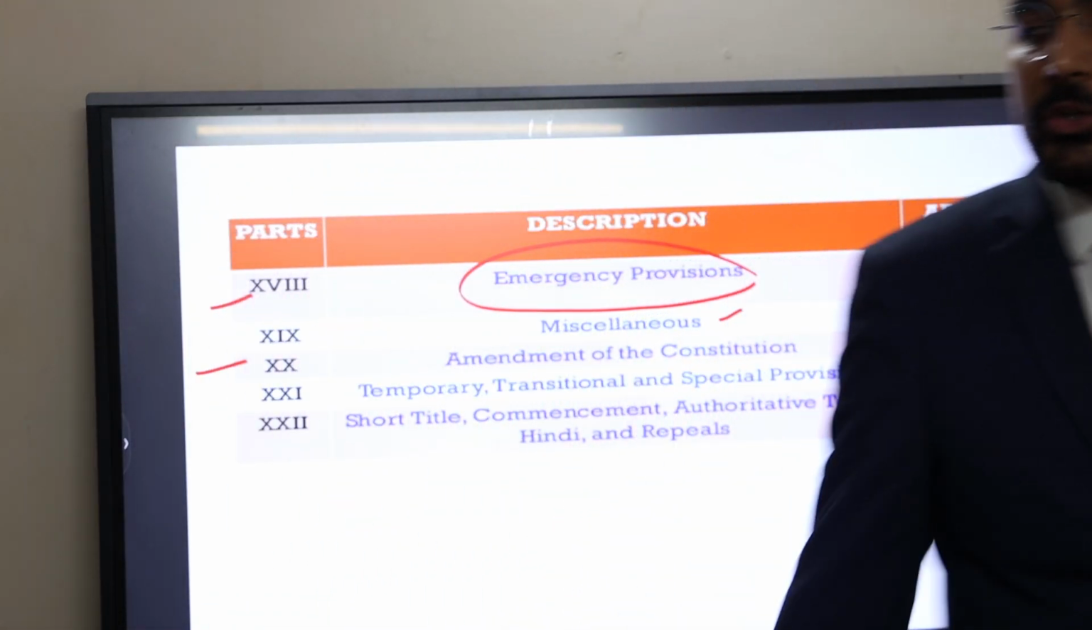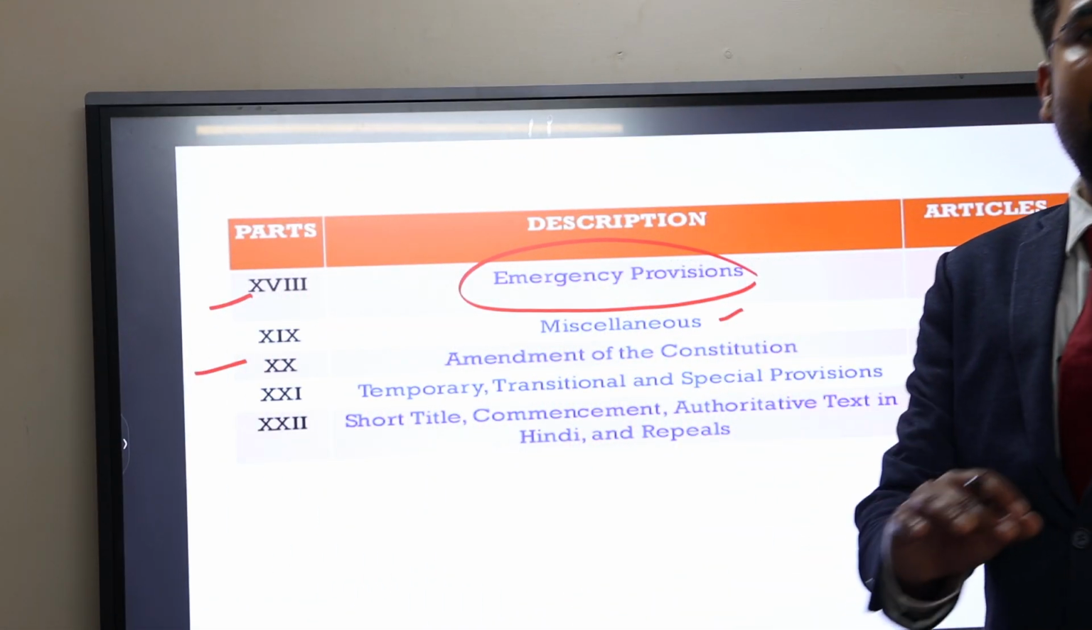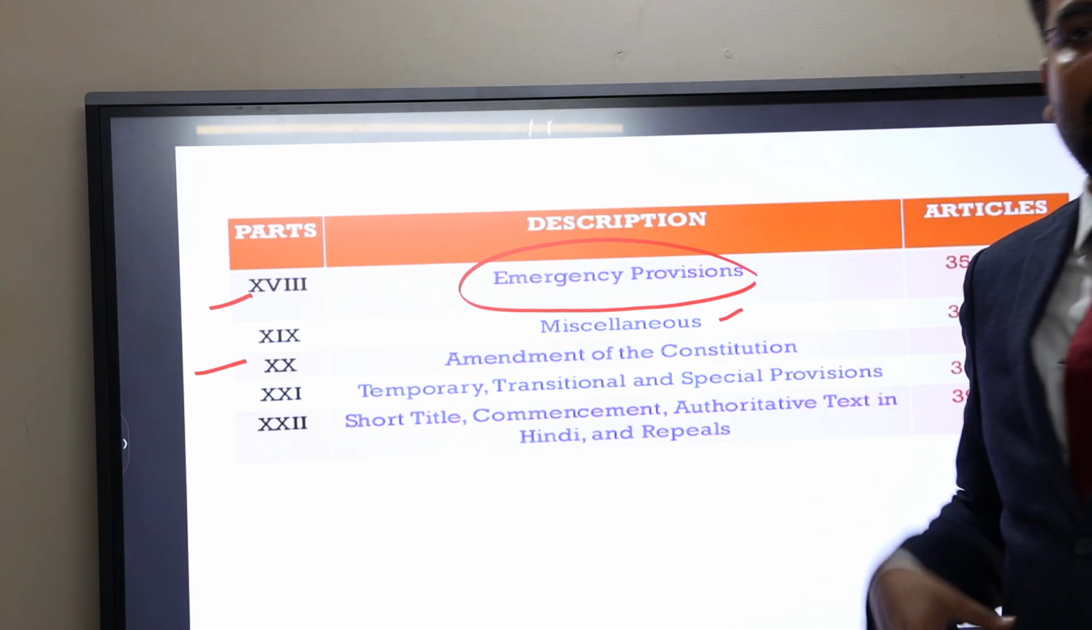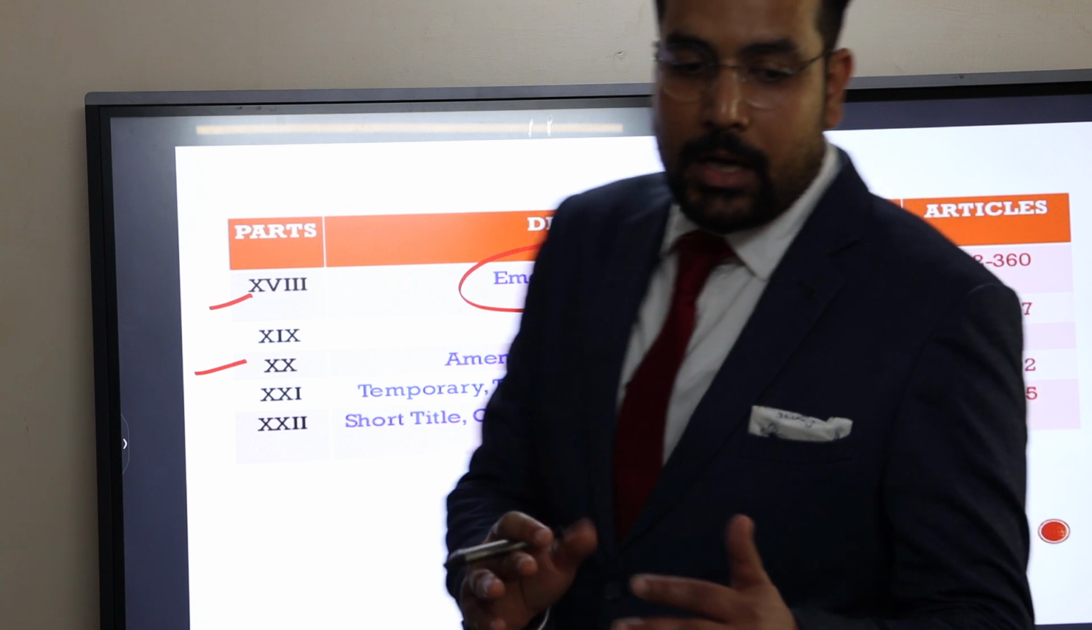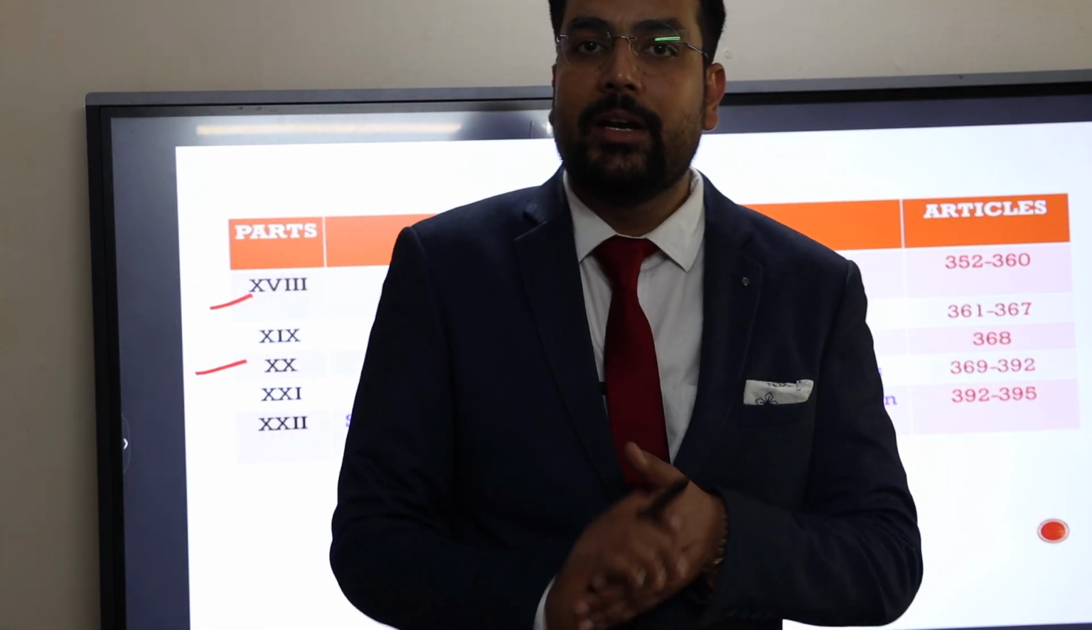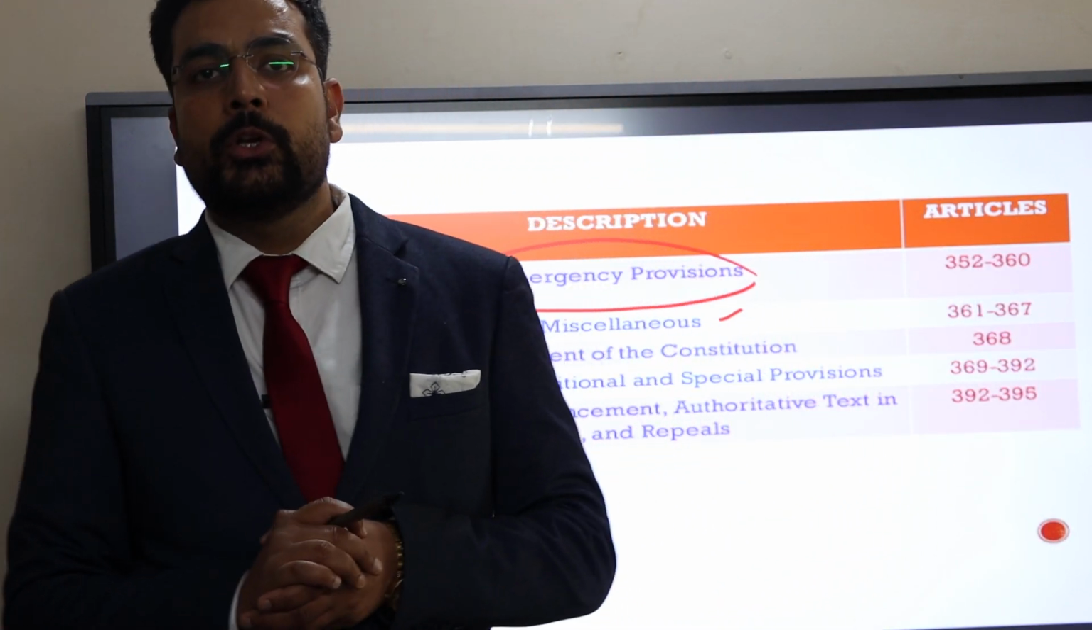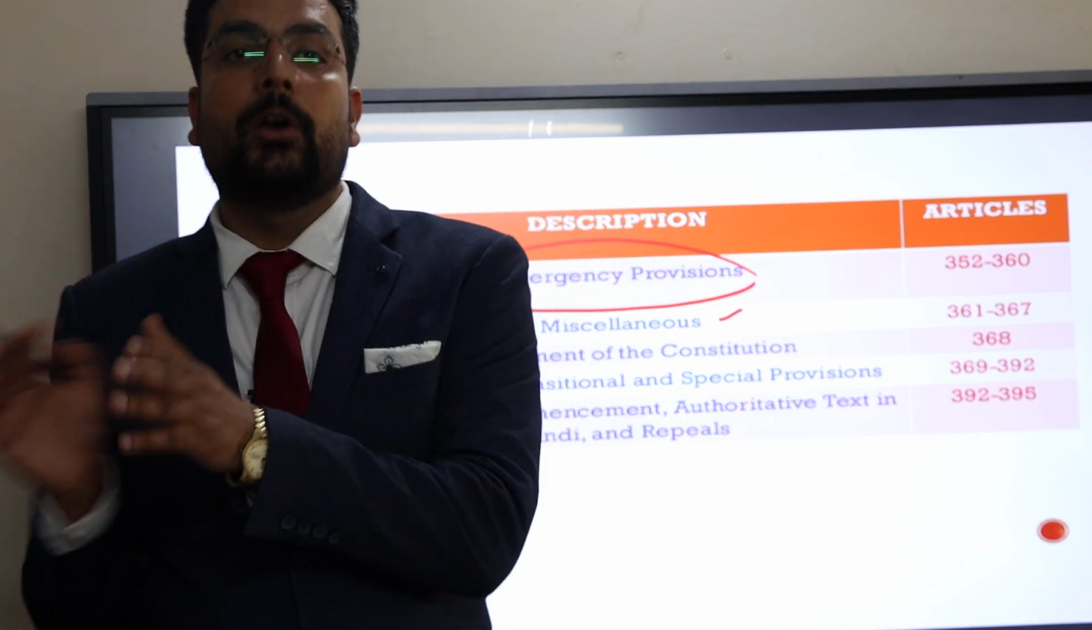Now here comes a question. As of now, 25 parts are there in the constitution. The latest part is part 9B. Apart from that, through the 42nd Amendment of 1976, two parts were added to the constitution, namely 4A and 14A.